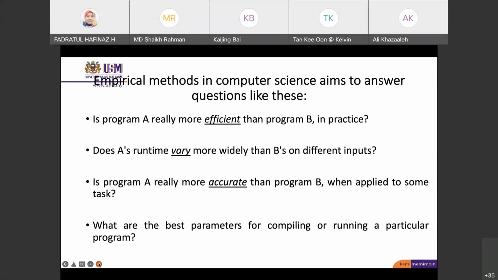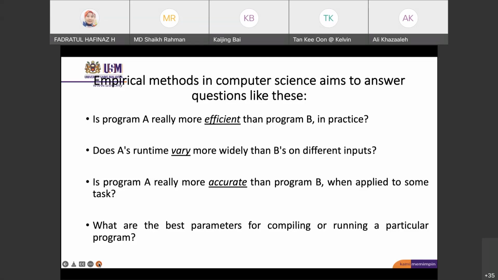Or to answer a question like whether the program that you develop, let's say program A, generates more accurate results compared to program B when we apply it to certain tasks. Another question is what are the best parameters for compiling or running a particular program? So empirical method will help to answer these questions.